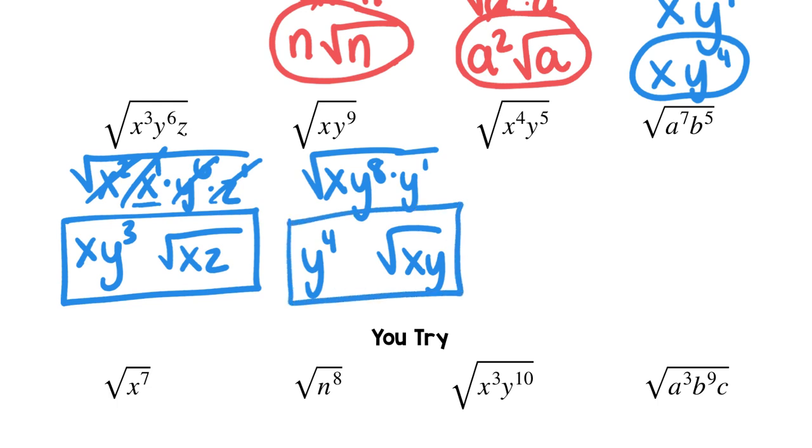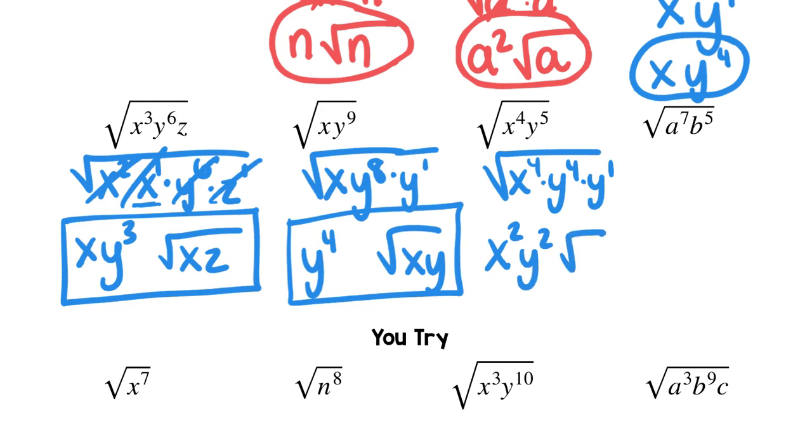The next one is x to the 4th, y to the 5th. So I'm going to break them up first. So I'm going to make the 5, 4 and 1. The square root of x to the 4th is x squared. The square root of y to the 4th is y squared. And then that y needs to stay under there.